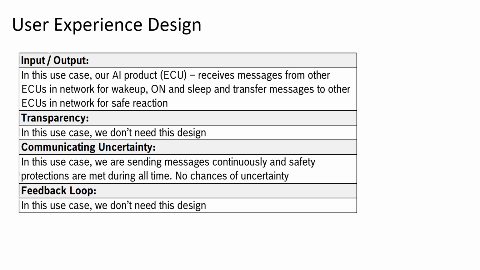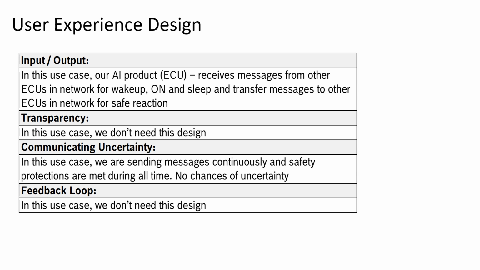Under the user experience design, considering the input and output, our product receives messages from other ECUs in our network for states like wake up, on, and sleep, and our ECU transfers output messages to other ECUs in the network for a safe reaction. Considering transparency in this use case, we don't need transparency in our design model, because it is an ECU, not software like you use on a mobile. It is the ECU available in the car, in the engine compartment. So we don't need any transparency.